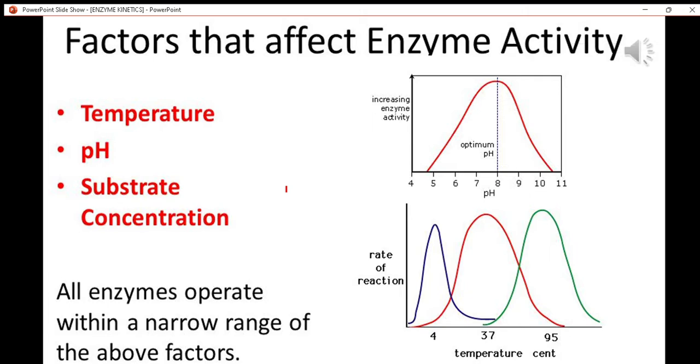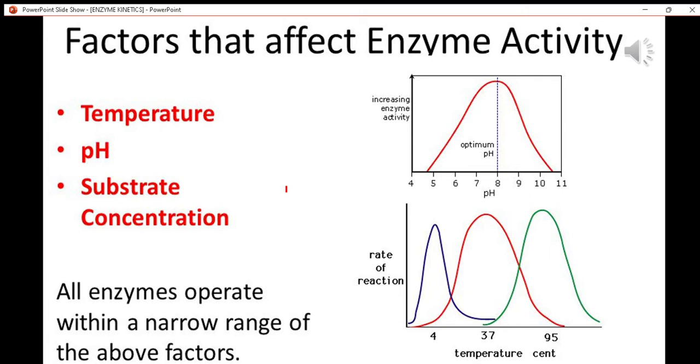What are the different factors that affect the activity of an enzyme? For that, first of all, we should know what we mean by the term activity, enzyme activity. It is the speed of an enzyme. How many moles of the substrate are converted into product in unit time? Or how many moles of product are formed in unit time? That is what is called enzyme activity.